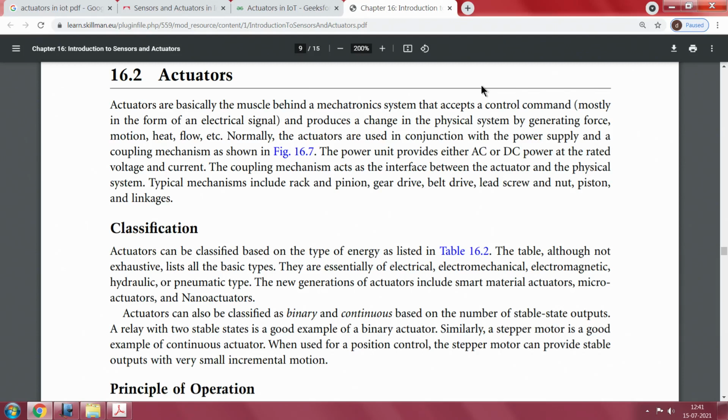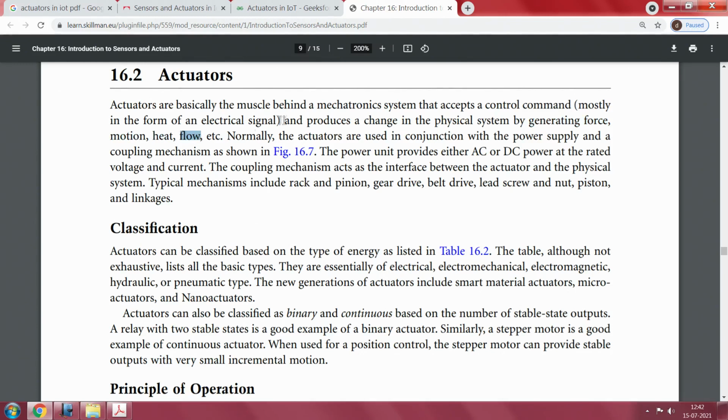So what is an actuator if you ask? Actually this is a document which we found on the internet and you can download it yourself. Essentially it is a muscle behind all mechatronic systems, okay, and basically it accepts a control command and it produces a change in the physical system, okay, that is the key thing. It generates a certain force, it can be motion, it can be heat, it can be flow, etc., right.